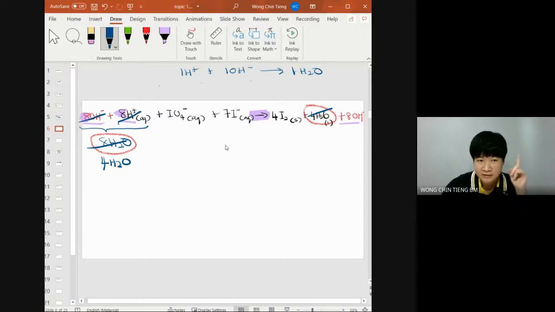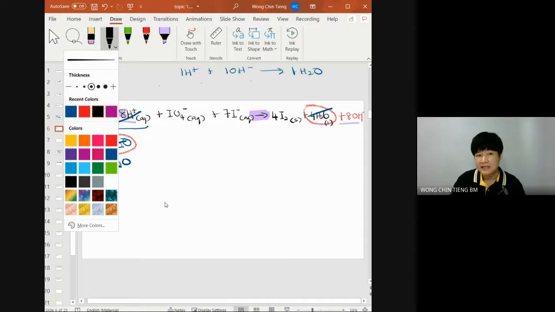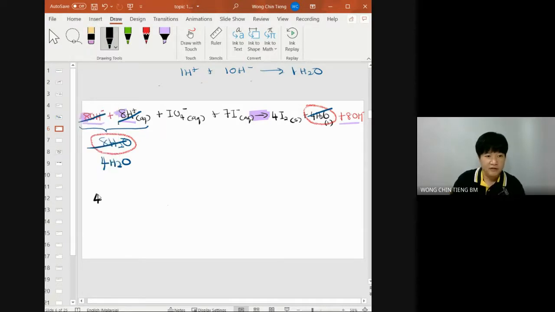Syarat saya satu je. Semua yang saya ada, termasuk potong-potong, termasuk gabung, semua tu kena ada dalam jawapan kamu. Okay? Alright? So, make sure ada. So, you have your 4H2O left. Dan, kamu hanya perlu salin balik sekali sahaja. So, you have your 4H2O, which is a liquid, left, plus IO4 minus aqueous, plus 7I minus aqueous, produce 4I2 solid, water dah hilang, plus 8OH minus aqueous. Final answer.